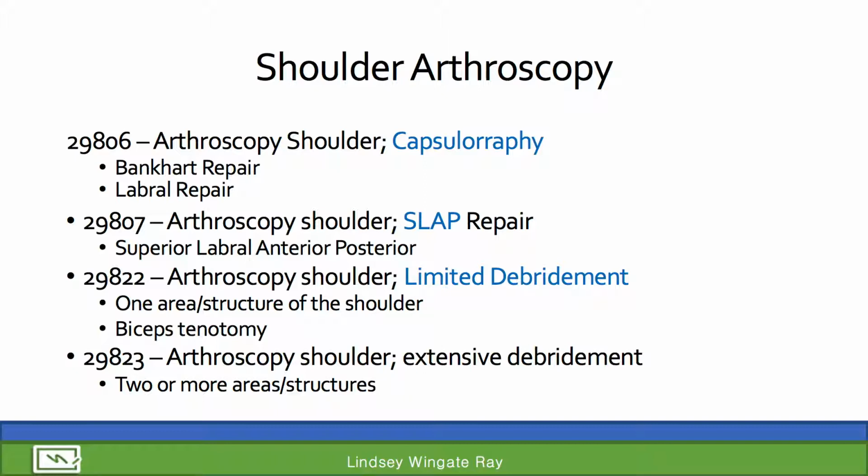29823 is an extensive debridement. In the opposite of the limited, it has to be two or more structures or areas of the shoulder that have to be debrided. So if they debride the rotator cuff and the labrum, that's an extensive debridement.